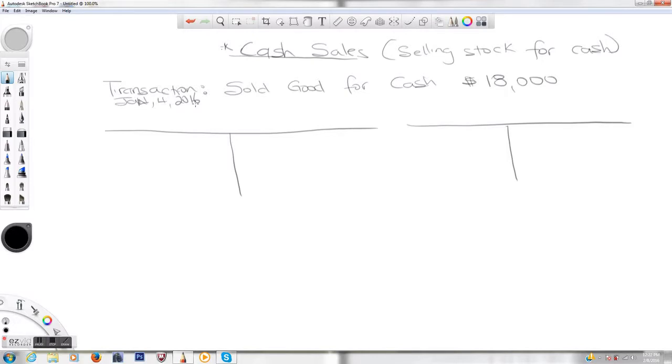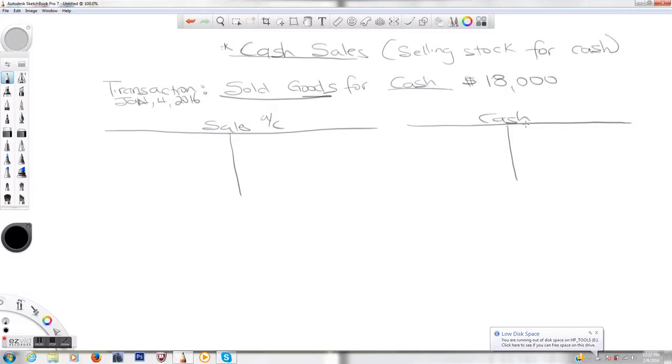Now, once you hear sold goods, then we know that is sales from our previous lecture. Remember, every transaction affects at least 2 accounts. In this scenario, the 2 accounts that are affected are sold goods, which is sales, and cash. So just right here, the sales account and the cash account.